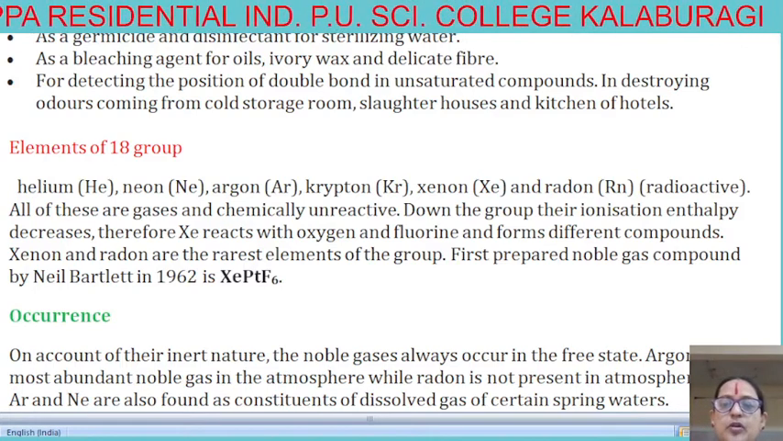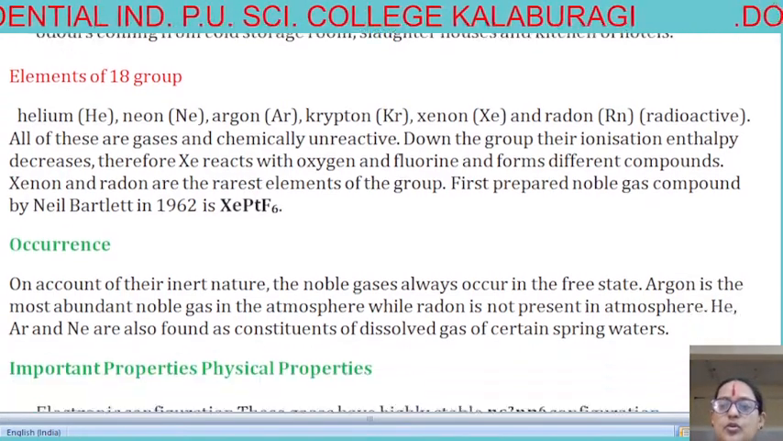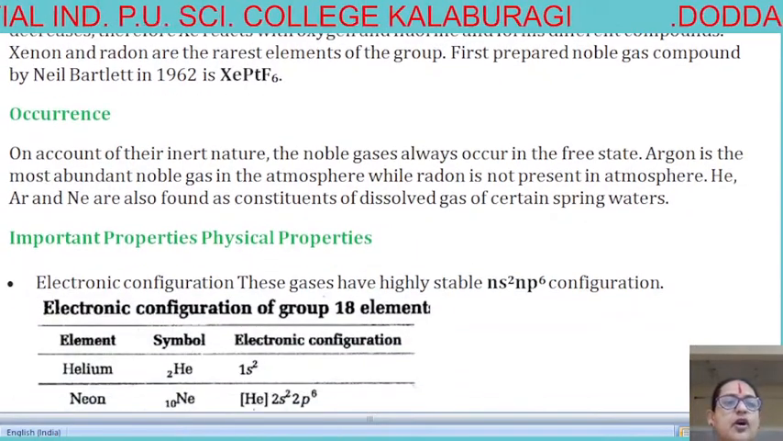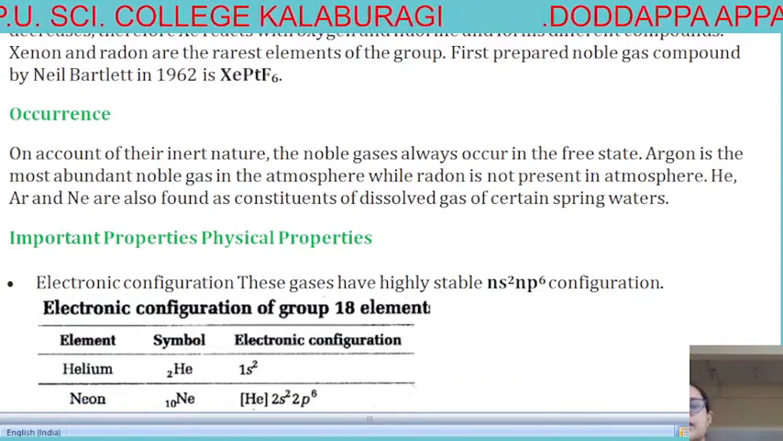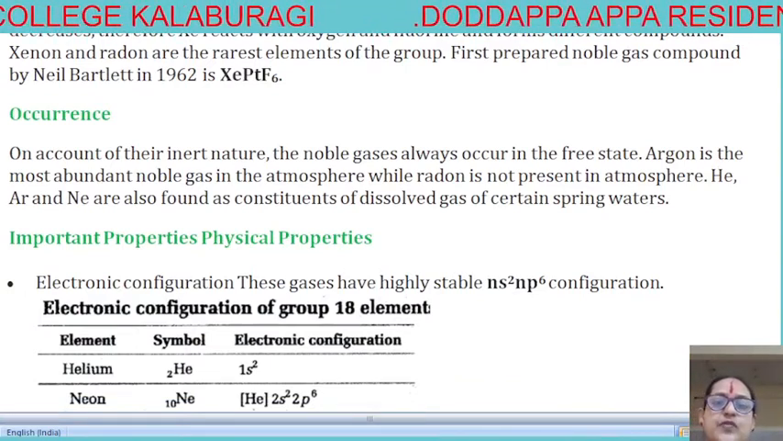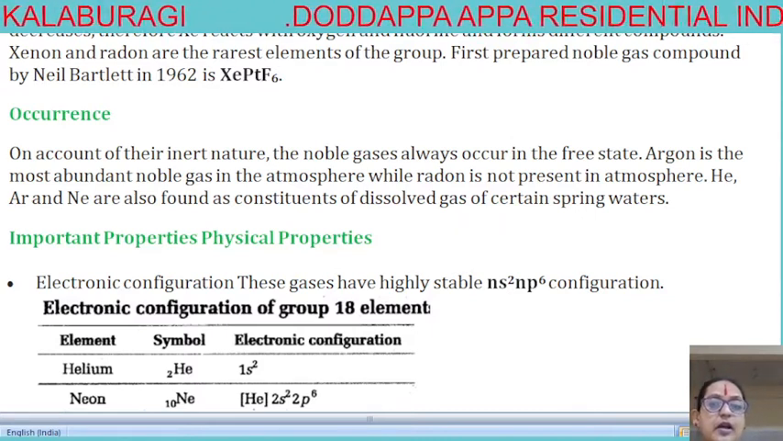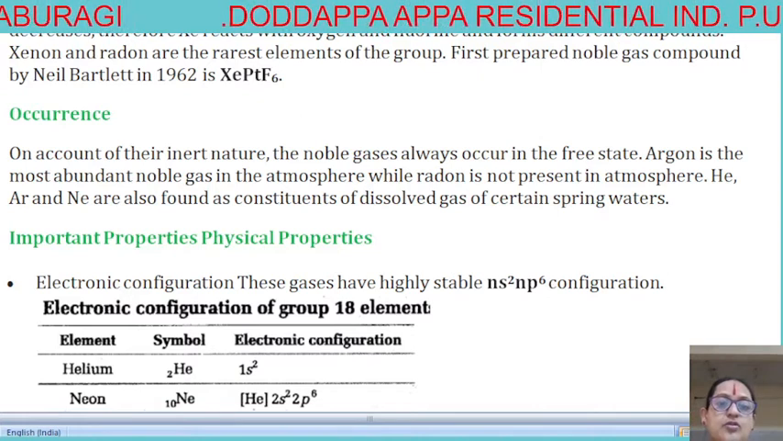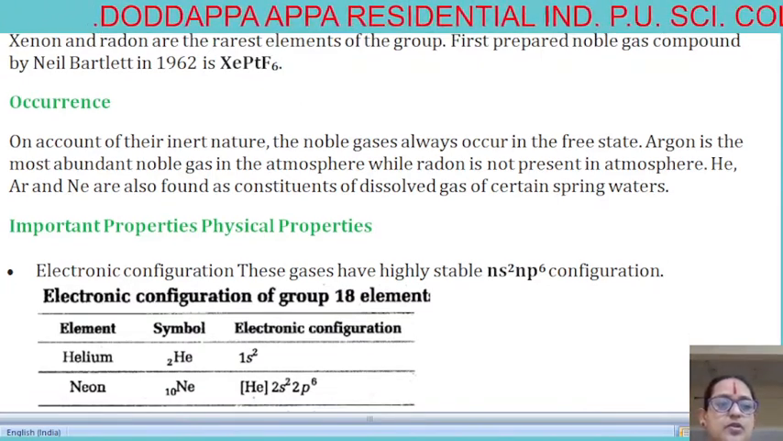The first noble gas compound was prepared by Neil Bartlett. Let us look at its occurrence. On account of their inert nature, the noble gases always occur in the free state. Argon is the most abundant noble gas in the atmosphere, while radon is not present in the atmosphere. Helium, argon and neon are also found as constituents of dissolved gases of certain spring waters.